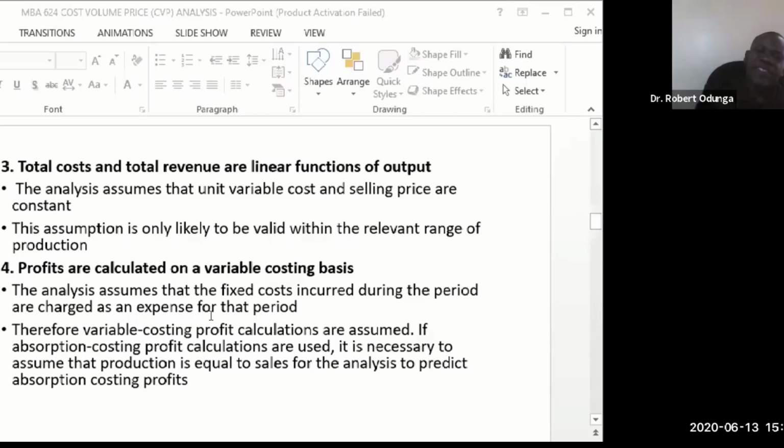So some of these assumptions can also be interpreted differently and probably can turn out to be a weakness of the model. And as I said, every model has its own weaknesses and its strengths.